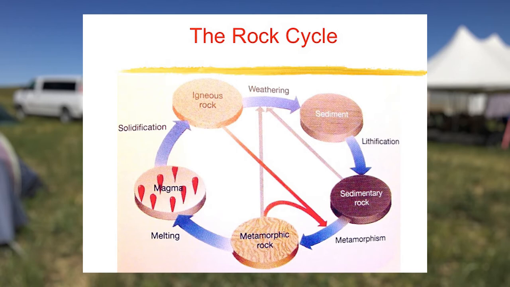That sedimentary rock can weather also and go back through this cycle again, but it can also be metamorphosed by heat and pressure to form a metamorphic rock such as a slate or a phyllite or some other kind of metamorphic rock. That can then, if it gets heated enough, melt and become a magma. That magma can then solidify and form an igneous rock, and this whole cycle is going on all the time.